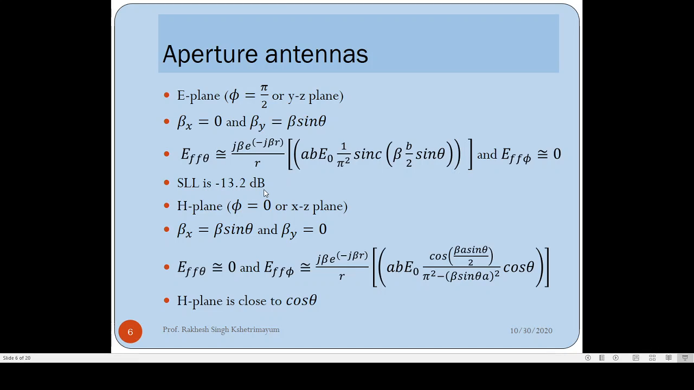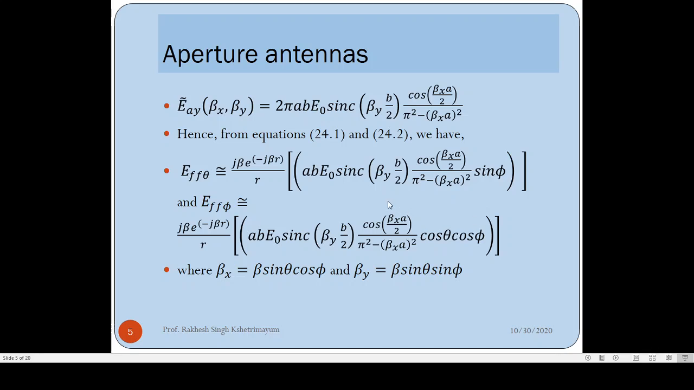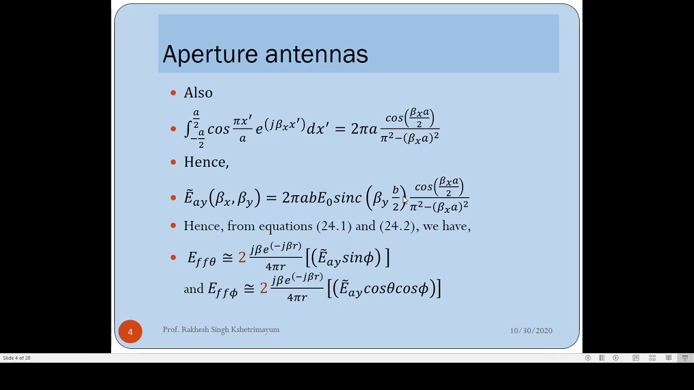For the H plane, phi will become 0. It's the xz plane, and phi is 0 for the xz plane. Beta x will become beta sine theta, and beta y will become 0. So you can find out the electric field in the far field for the H plane when phi becomes 0. When phi becomes 0, you can look at this expression. This term will become 0. That means the electric field will not have any theta component, but cos of phi will become 1. So the electric field will have a phi component.